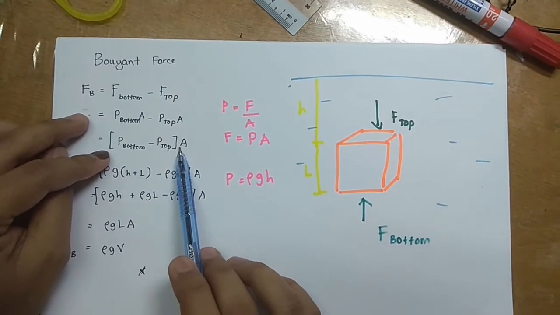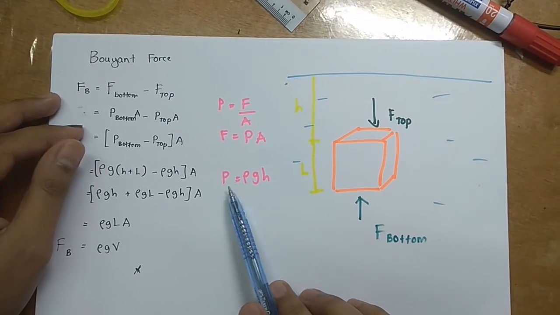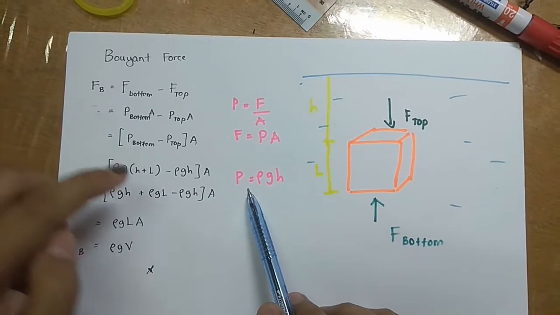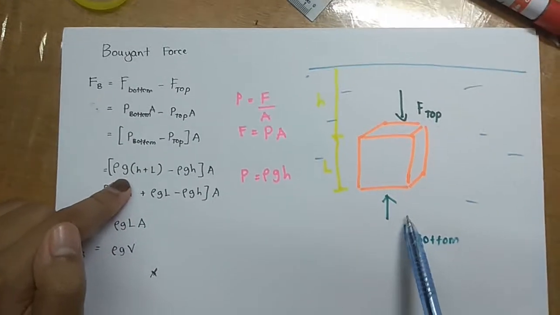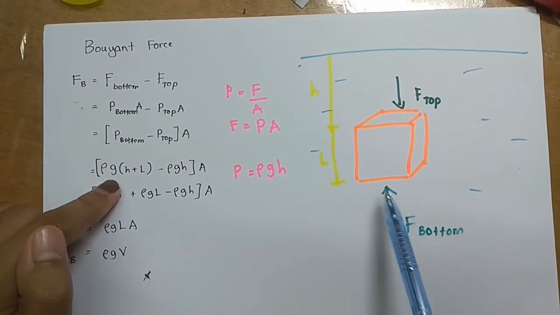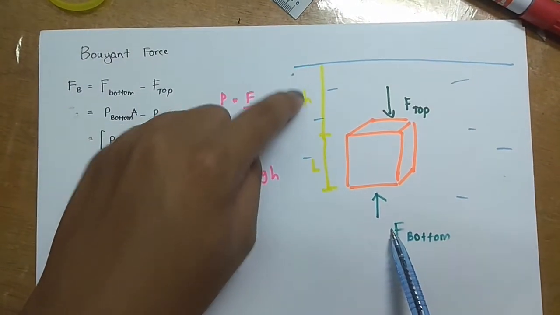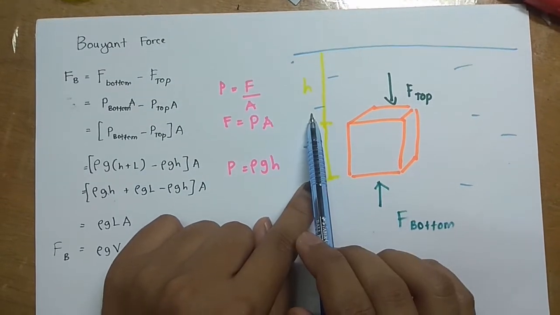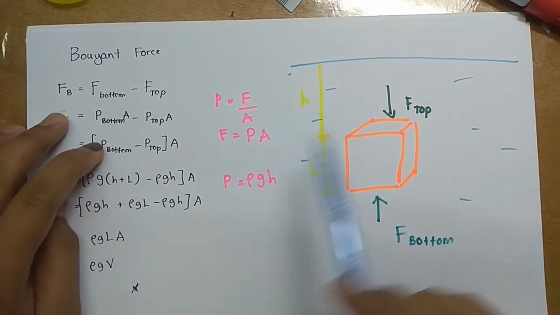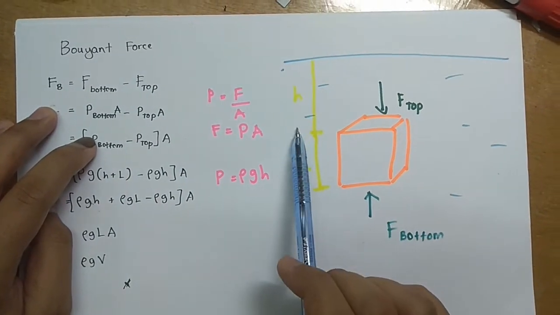Then we separate the area, A, from each. And then we use the formula for the pressure, which is rho g h. The pressure at the bottom is equal to rho, the density of the fluid, times g times h. For this pressure at the bottom, h is equal to h plus L, which is the depth of the object plus the length of the object. And the pressure at the top is density times gravity times h, which is the depth of the object.